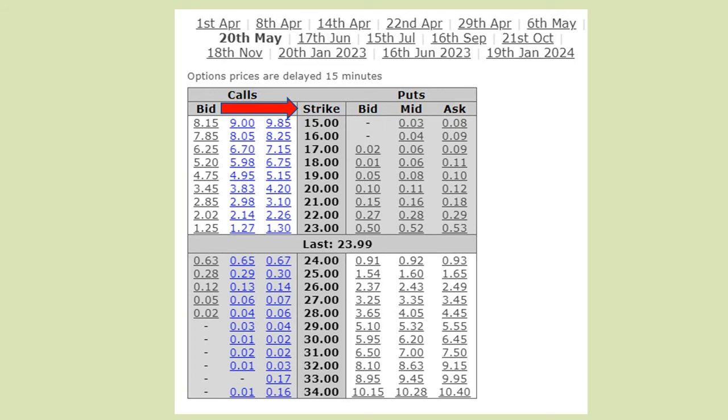Notice that the strike price is located down the middle of the options table. Both calls and puts share a common strike price. The strike prices in this example are in $1 increments. This will vary depending on the price of a stock. The strike price closest to the actual stock price is called the at the money strike price and would be the 24 strike just below the actual stock price of $23.99. We will look closer at the money, in the money, and out of the money strike prices in the next lesson.